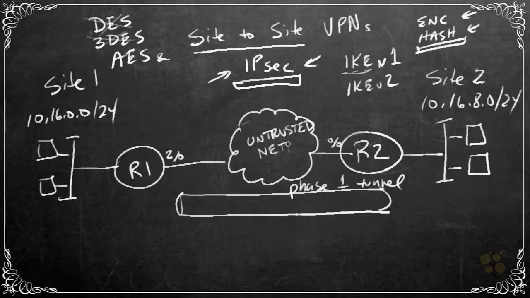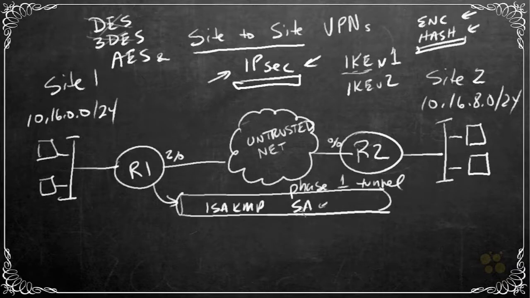So if they need to communicate directly to each other, they can send the data logically into the encryption and hashing algorithms that are part of the phase 1 tunnel. This is also sometimes called the ISAKMP SA. Now, ISAKMP is an acronym. You don't need to memorize the acronym, but it's an acronym for the Internet Security Association and Key Management Protocol.